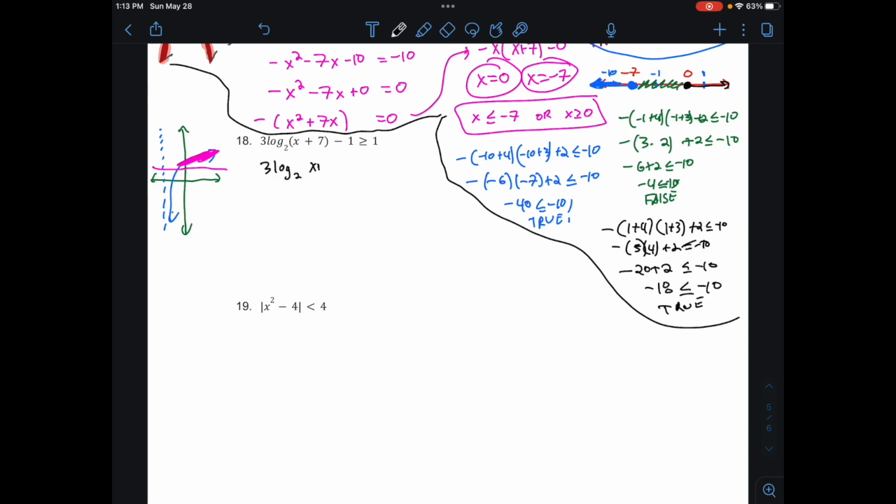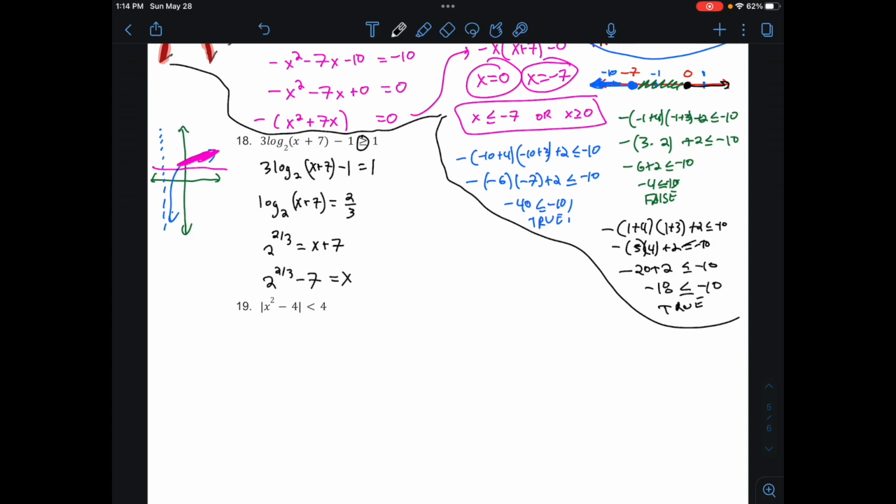So let's go 3 log base 2 of x plus 7 minus 1 equals 1. Replace this with an equal sign. We would end up with log base 2 of x plus 7. Add 1 gives us 2. Divide by 3 is 2/3. Then we get 2 to the 2/3 equals x plus 7. And 2 to the 2/3 minus 7 is equal to x.